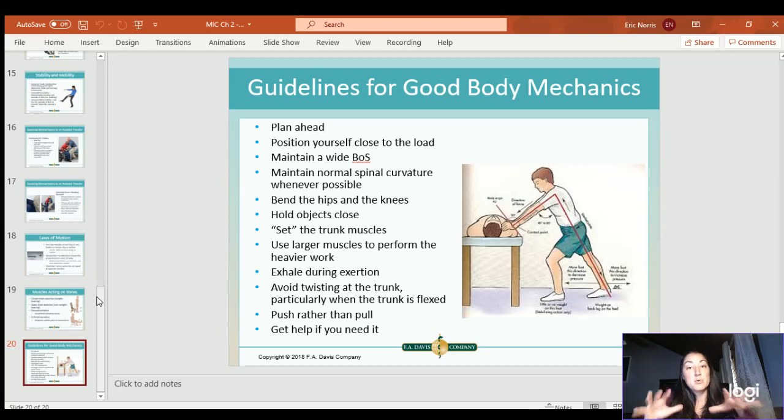Widen your base of support. Get really good and stable. Maintain normal spinal curvature when possible. So remember the dynamic trunk stability. Make sure your core is nice and stable before you move. Bend the hips and the knees. Don't bend at the back. Hold the object close. We just said. Set the trunk muscles. That's kind of contracting the transverse abdominis, contracting those deep stabilizers.